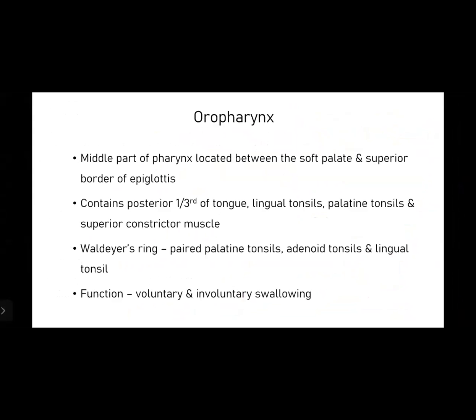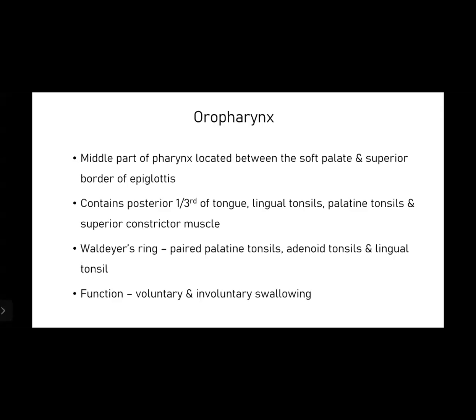Then you come down to the oropharynx, which is the middle part of the pharynx, located between the soft palate and the superior border of the epiglottis. This contains the posterior 1/3 of the tongue. Now remember, the tongue can be divided into the anterior 2/3 of the tongue, which is in the oral cavity proper, and the posterior 1/3 of the tongue, which is located within the oropharynx.